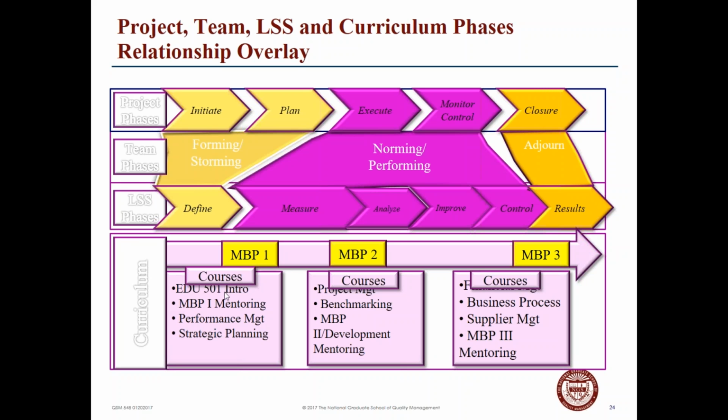So for example, in the MPB1, which you had your intro course in your first mentoring cycle, and have gone through performance management and strategic planning, you've done basically you're defining and you're forming and storming your team, and again looking at initiating and planning. You're now beginning to move into the norming and performing, which will get you to the execution piece.